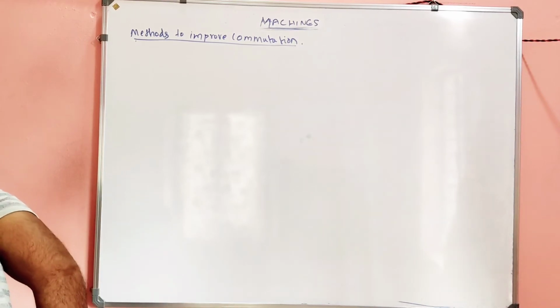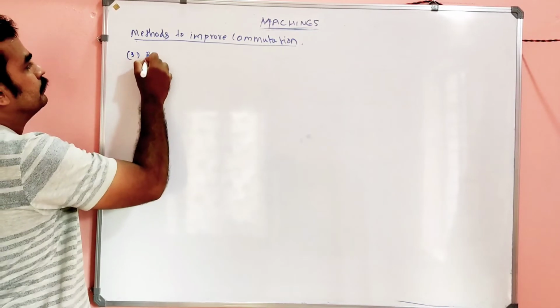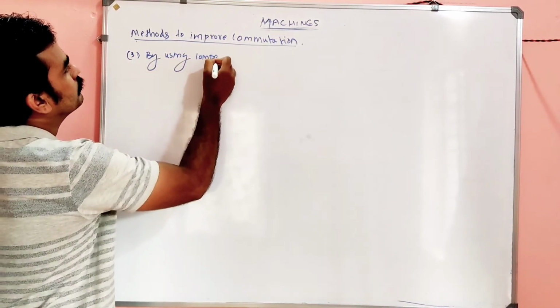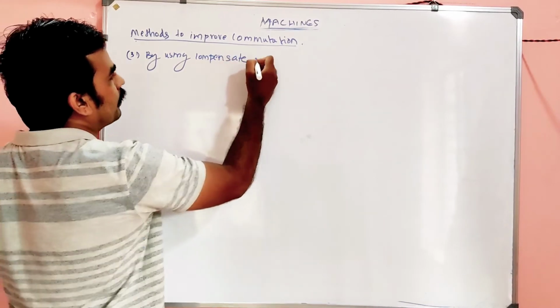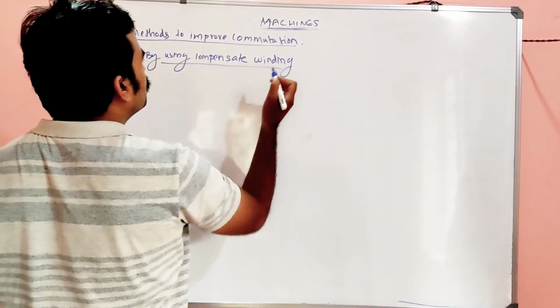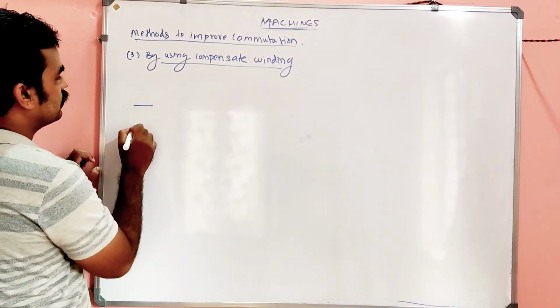Next, by using compensating winding. The next method to improve the commutation is using compensating winding. Draw this figure, my dears.